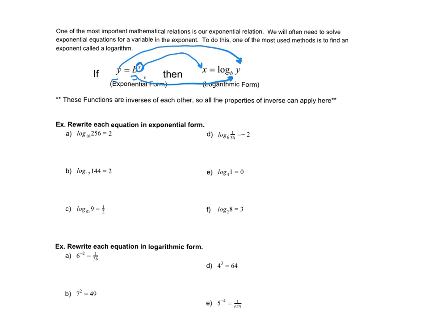If you look at some of these, this first set is in log and the second one is in exponential. You can switch freely back and forth between them. If I have log base 16 of 256 equals 2, exponentially that is 16 to the second equals 256, just using this pattern from up here. Log base 12 of 144 equals 2 is saying what 12 to what power is 144? Well, 12 to the second is 144. Same thing here, it's saying 81 to what power is 9? So 81 to the half power is 9.